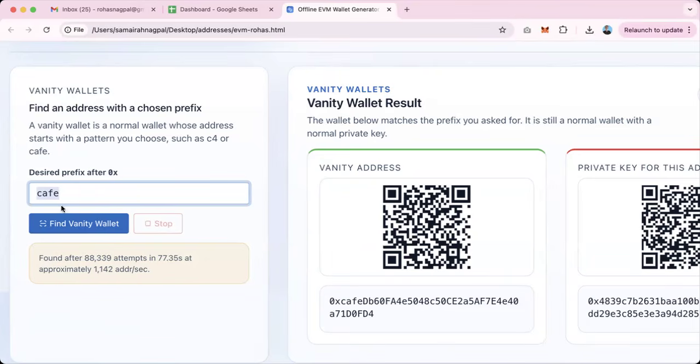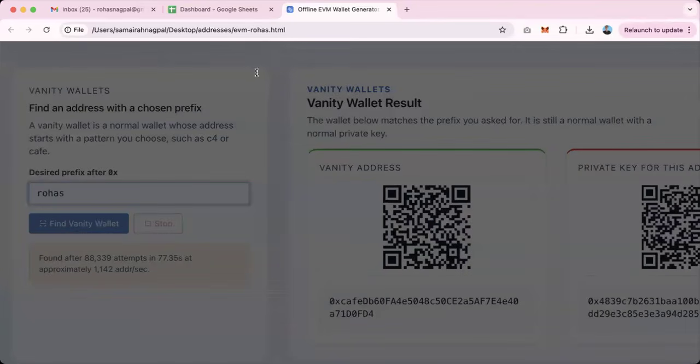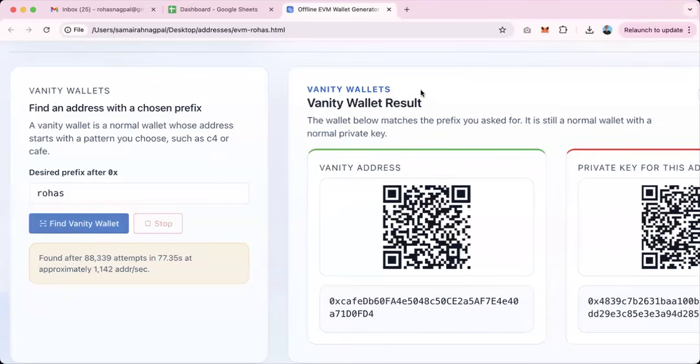So now suppose I try my name here. In fact, I want you guys to try it on your system. You try ROHAS. And it says enter a lowercase hex prefix between 1 and 6 characters. So we have to enter hex only. Now hex means 1, 2, 3, 4, 5, 6, 7, 8, 9 or 0 and then A, B, C, D, E, F. Only till then. We cannot do more than that.